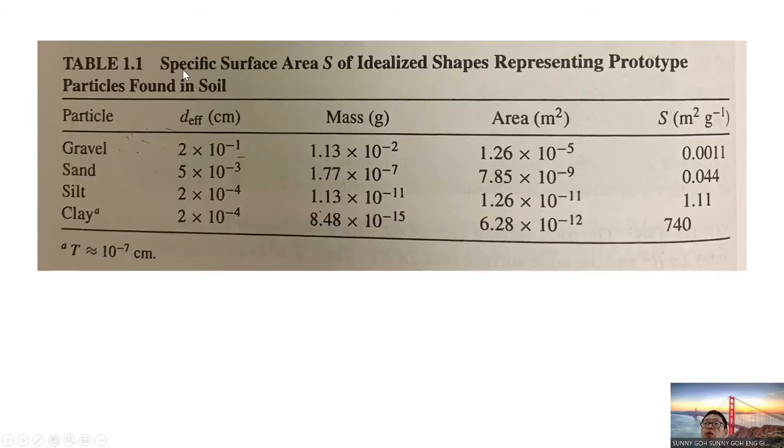All right, here's table 1.1, which shows the specific surface area S of idealized shapes representing prototype particles found in soil. So we can see that the effective diameter for gravel is the biggest, and the smallest one is given by clay. And when we calculate the specific surface area, you can see that clay is the highest in specific surface area compared to silt, sand, and gravel.